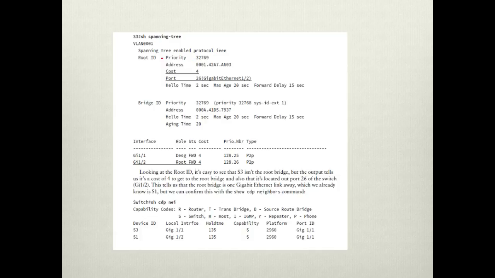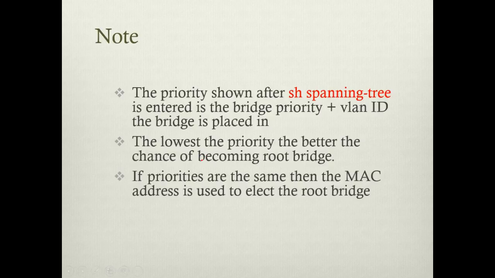Spanning tree, show spanning tree. When we do these things, the hello time, the cost is 4. It gives us the priority, and this is again VLAN 1, 32769, which is going to be associated with VLAN 1. It's basically the same information that we had. Again, these are ones that are out of the book.